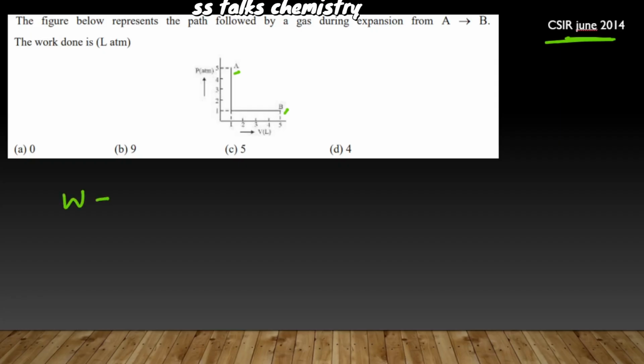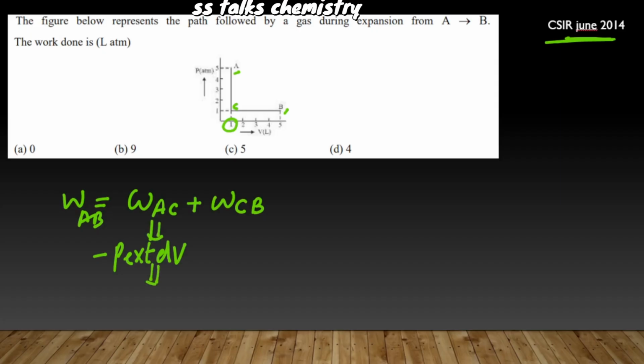So the total work done in going from A to B, you can consider a point C in between. This is the point C. So this will be equal to the work done in going from A to C plus the work done in going from C to B. Now work done, we know, is minus P external into dV. Now for the process A to C, if you see the volume term, it is remaining fixed, that is, it is 1 liter only. That means work done in AC is going to be 0, as the dV value is 0 in this, there is no change in this value, right?